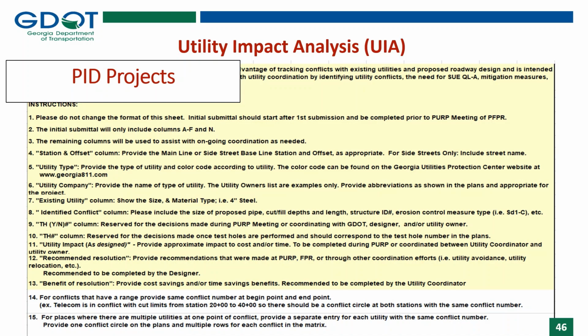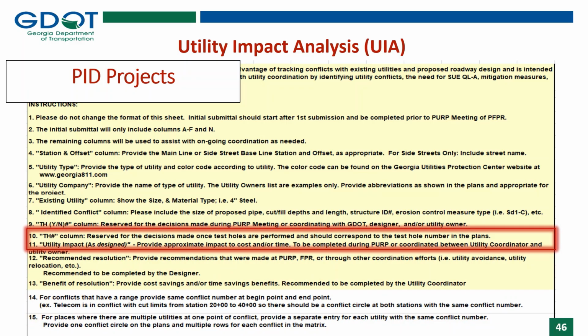So PID projects. The utility impact analysis must include 1 through 8 for PID projects. However, numbers 9 and 10 will be left blank. 9 and 10 refers to test hole. If a test hole is needed, you don't need to have yes or no in those columns. And 10 is reserved for the decisions made once test holes are performed. So the actual test hole number will be placed there.